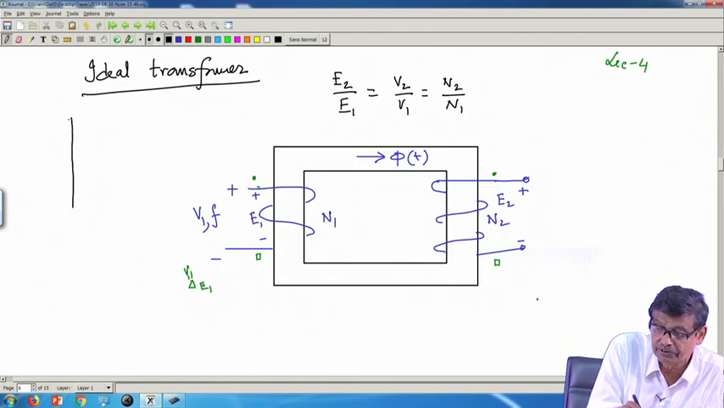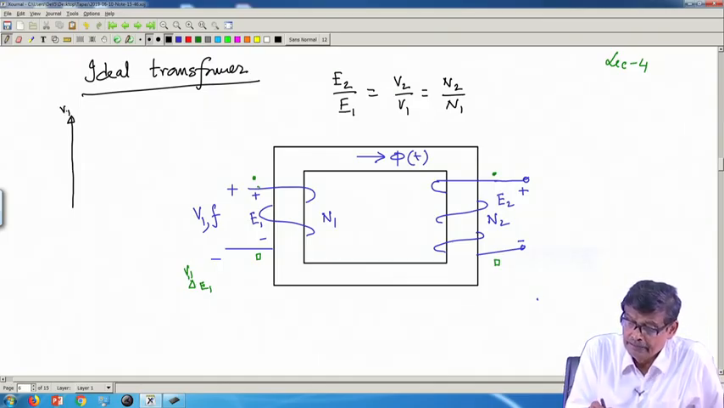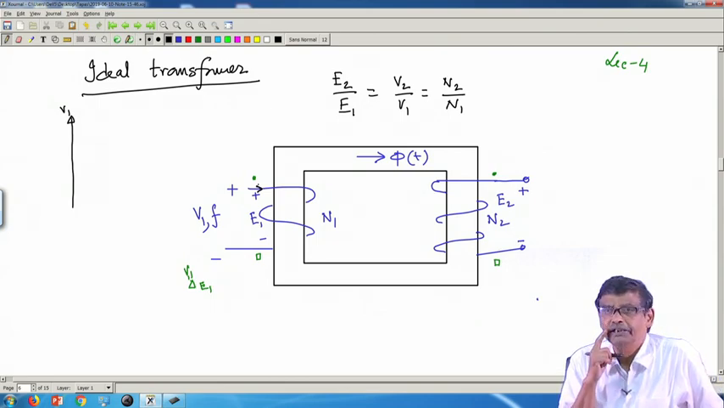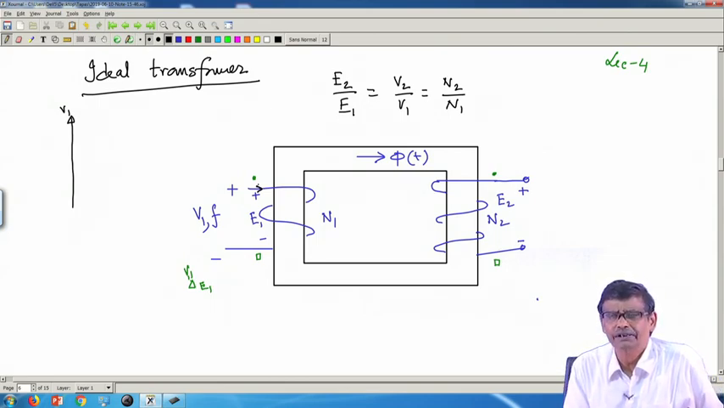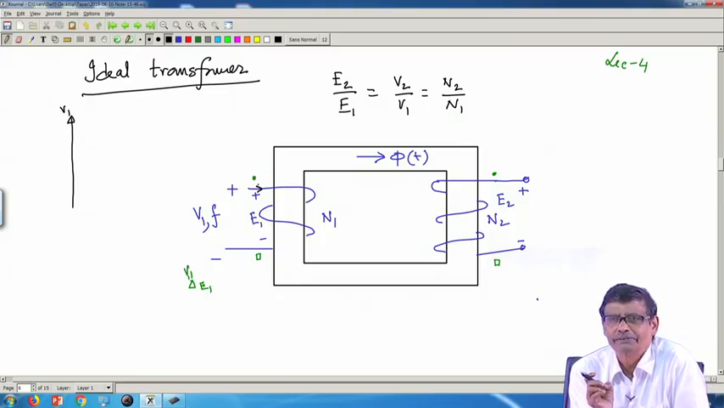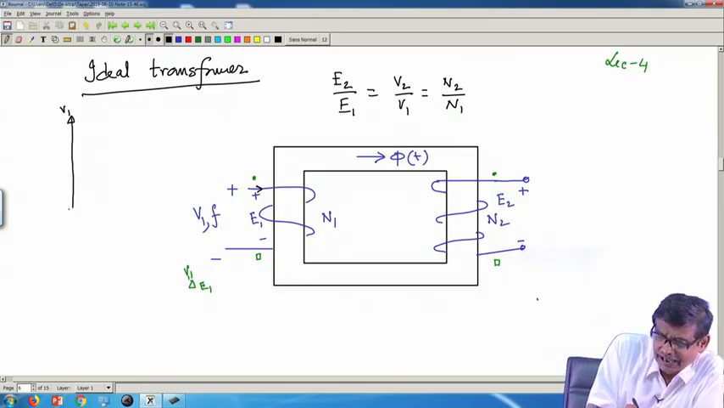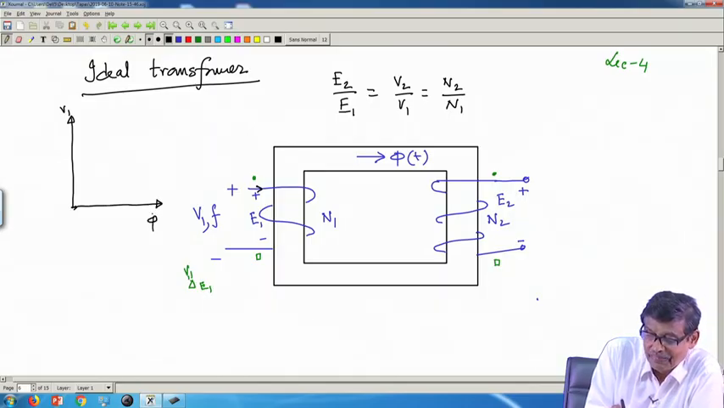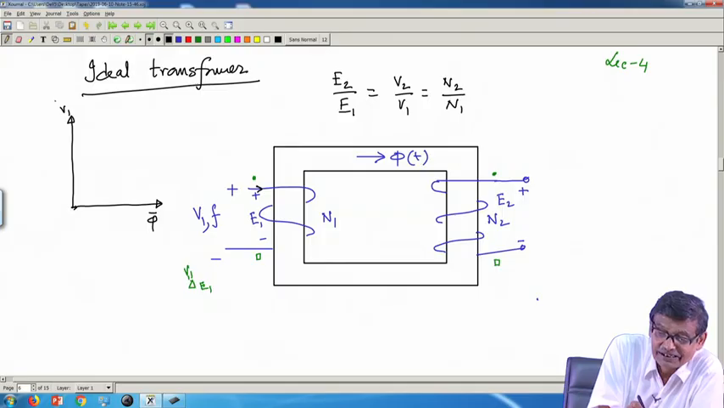This is my applied voltage. Carefully see. The current drawn by this circuit will be 0. Will it be 0? Not really, vanishingly small current. Okay. So, that current will be lagging this by 90 degrees, a small current, but that current produces a finite flux phi. Getting, these are the phasors.